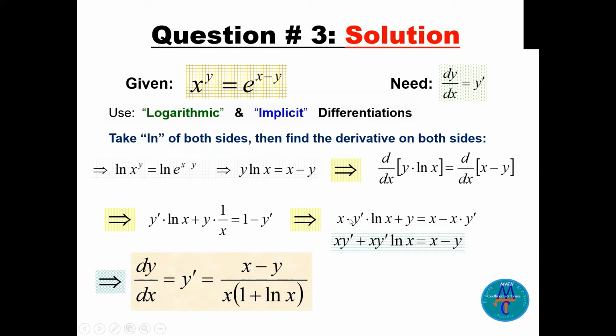Now rearrange the equation. You multiply by x here to remove all these fractions. So x times y prime times ln of x plus y is equal to x minus x y prime. Bring all the terms with y prime on one side and the other terms on the other side. Take y prime as a common factor, and y prime will be exactly dy over dx. So it will be x minus y divided by x, in the bracket, you can write 1 plus ln of x.